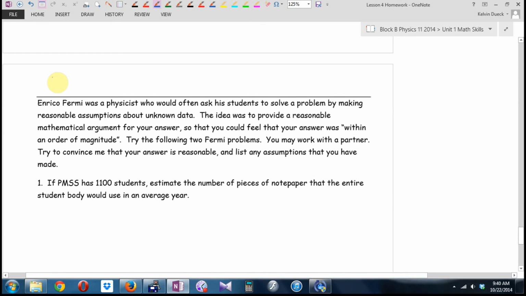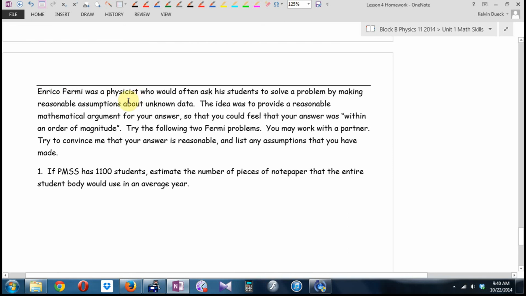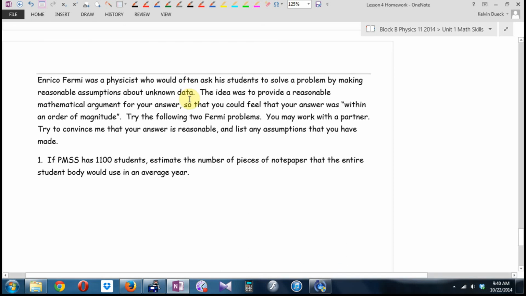And then last little bit. Enrico Fermi, these next 2 are optional, but Enrico Fermi was a physicist who would often ask his students to solve a problem by making reasonable assumptions about unknown data. The idea was to provide a reasonable mathematical argument for your answer. I'm not marking these wrong or right. I want to see if you can give me an argument that your answer is pretty legitimate.